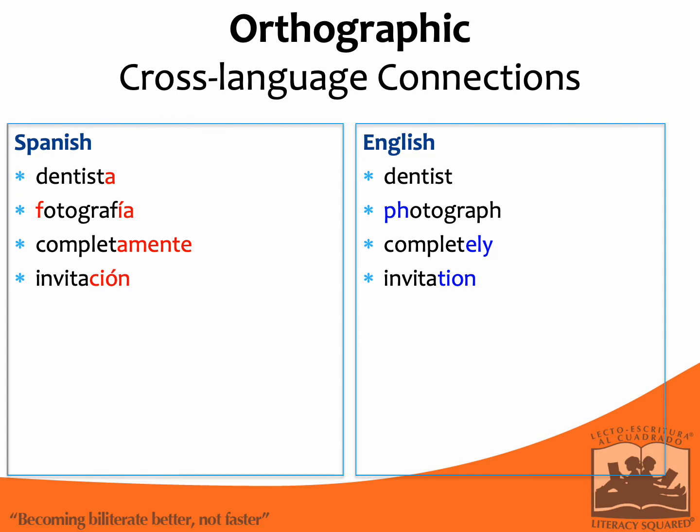Patterns and meaningful chunks of language that are similar in both languages create cognates like dentista and dentist or photograph and fotografía, and knowledge of these word parts can facilitate the learning of vocabulary across languages. This is a great opportunity to make cross-language connections to reinforce the meaning of words in both.